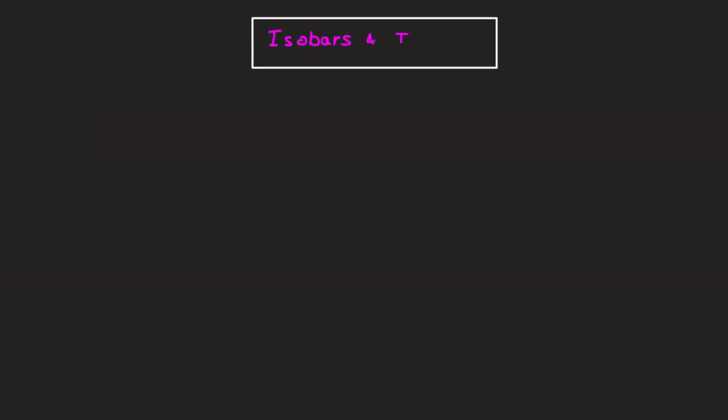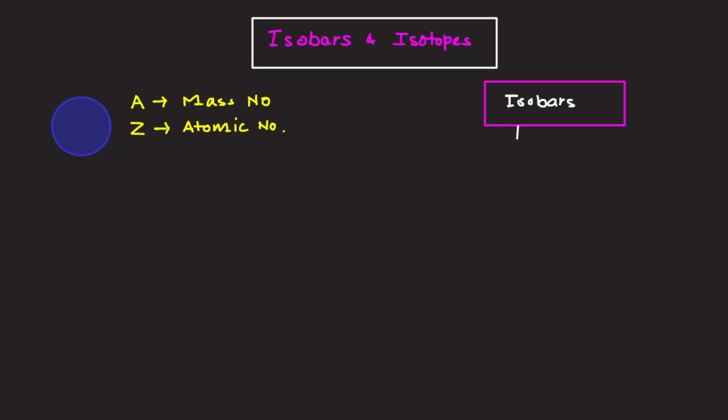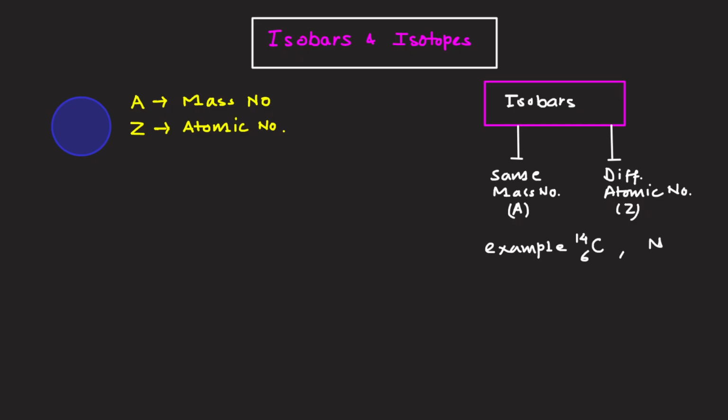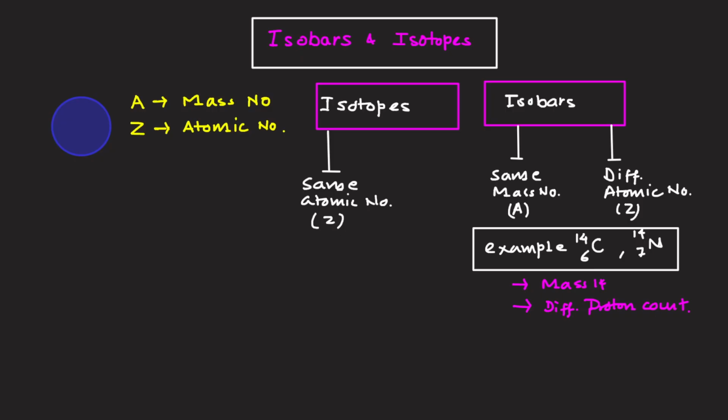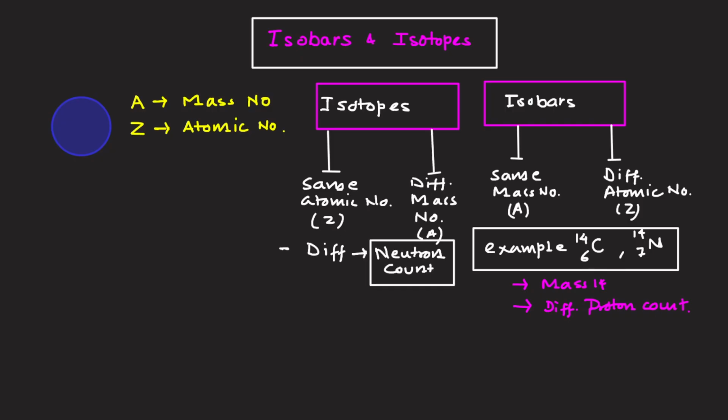Let's understand isobars and isotopes. Every atom is represented by A over Z, where A is the mass number and Z is the atomic number. Isobars are atoms with the same mass number A but different atomic number Z. For example, C-14 (atomic number 6) and N-14 (atomic number 7) both have mass 14 but different proton counts. Isotopes are atoms with the same atomic number Z but different mass number A. That is, they differ in neutron count.